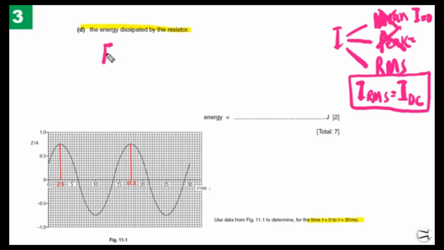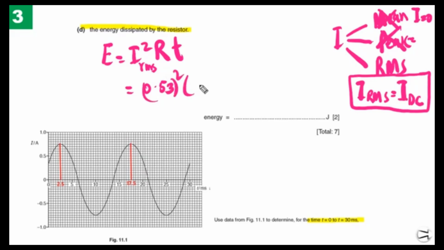So let's try to calculate energy dissipated now. Energy simply is equal to I squared RT. So we have time, we have resistance, and this value has to be IRMS. Now we just need to plug in values. The IRMS we have calculated was equal to 0.53. This value we have just calculated in part C, and the resistance is given to us, that was equal to 450 ohms, and the time is 30 milliseconds.